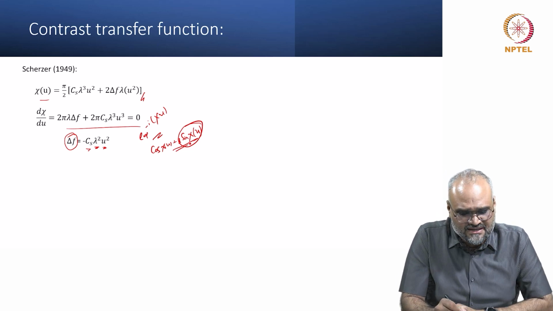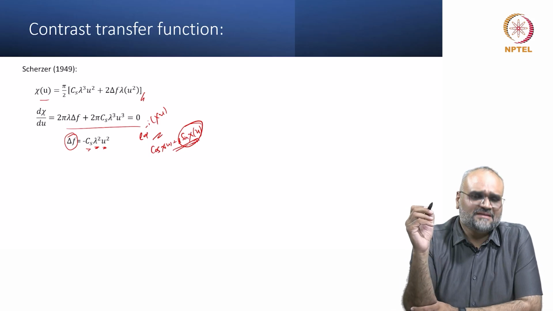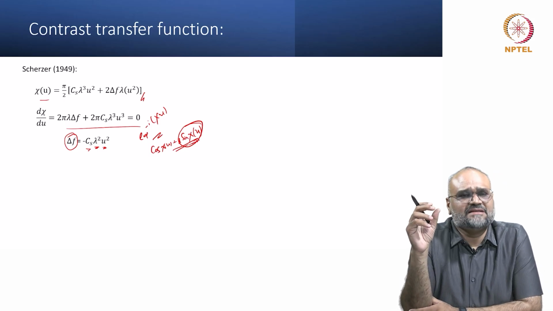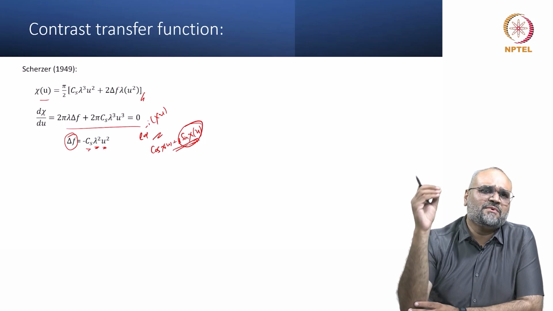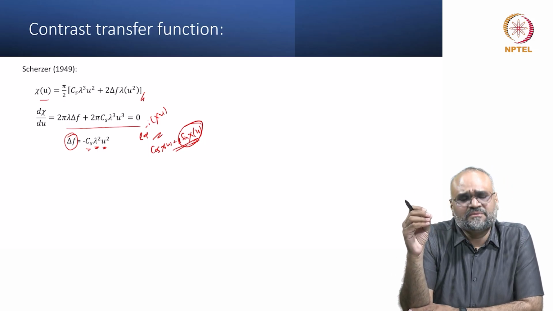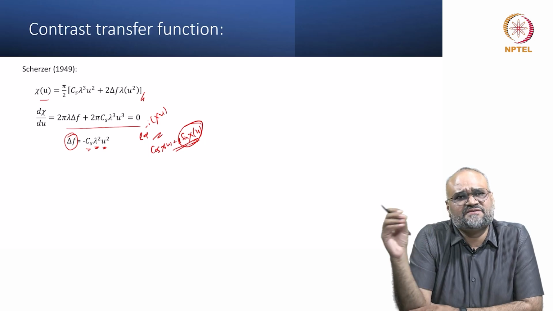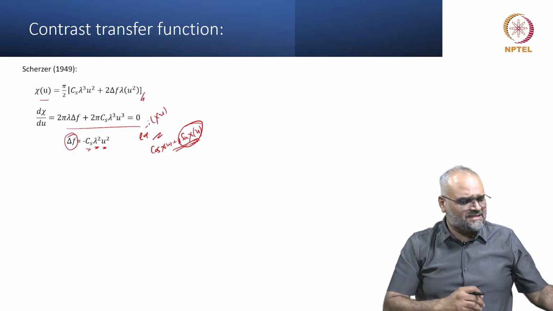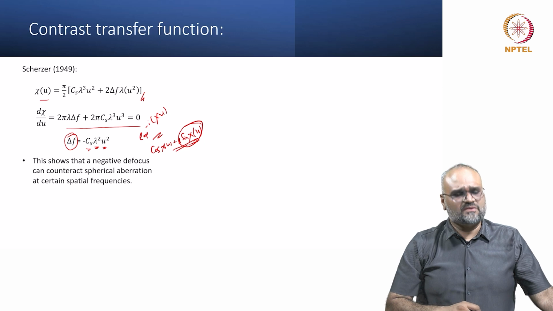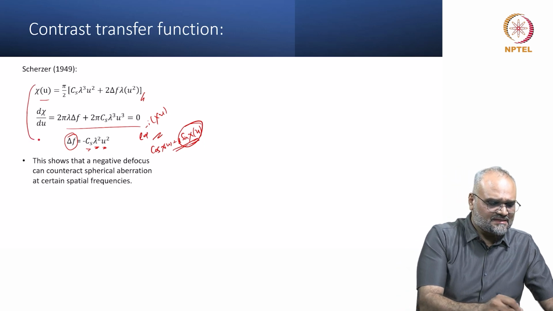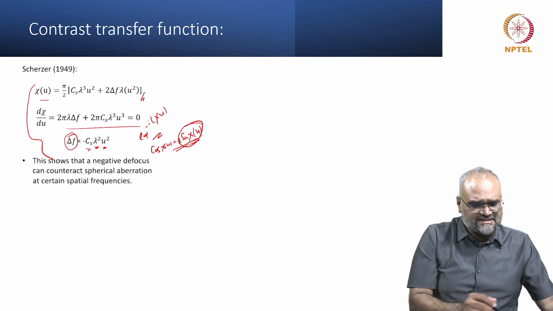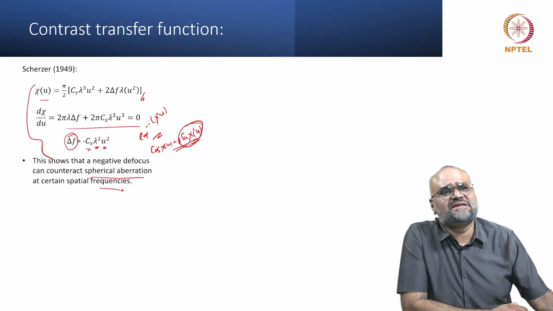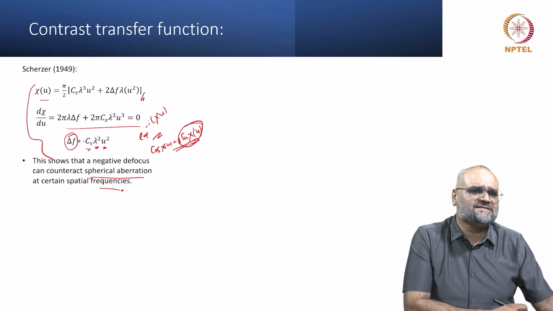So this particular expression tells me that the complex component of the aberration function, which is the sin chi(u), gives me an idea of how all the aberrations together induce a phase shift, and when I plot this as a function of spatial frequency, I get something called the contrast transfer function. So what this derivation from Scherzer gives us is that negative defocus can actually counteract the spherical aberration at certain spatial frequencies, and you actually get a good contrast in the image.